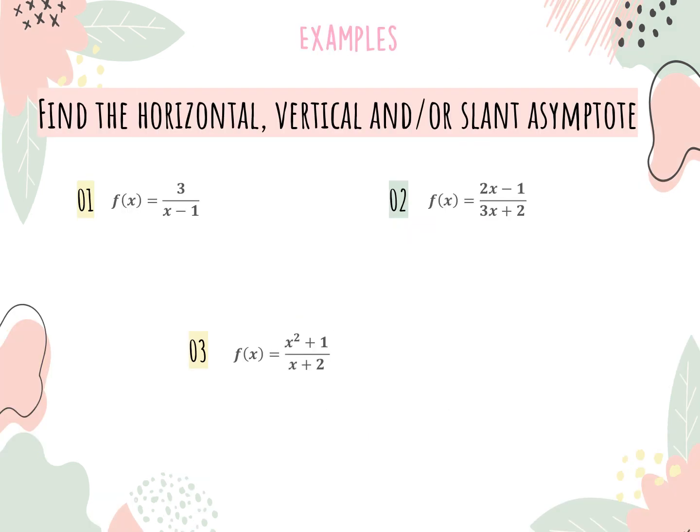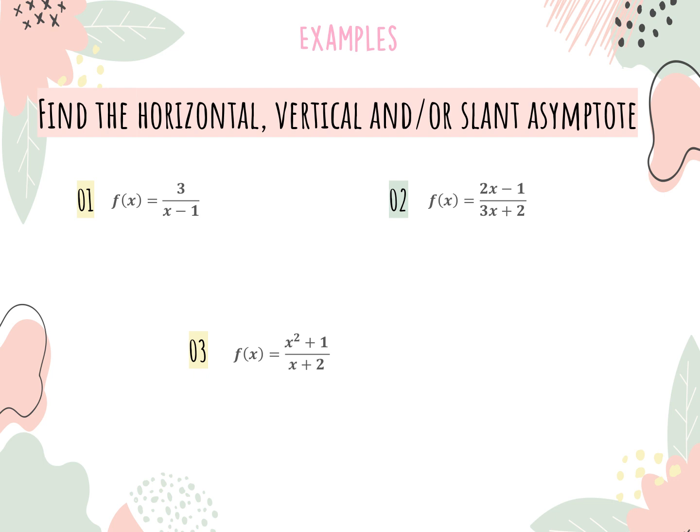So we're going to come over here and we're going to start to find our things. It says find the horizontal, vertical, and or slant asymptote. So they want us to find everything here, which is a little strange because in a subsequent slide they only want one of them, I think. But it's okay. We're going to find them all.